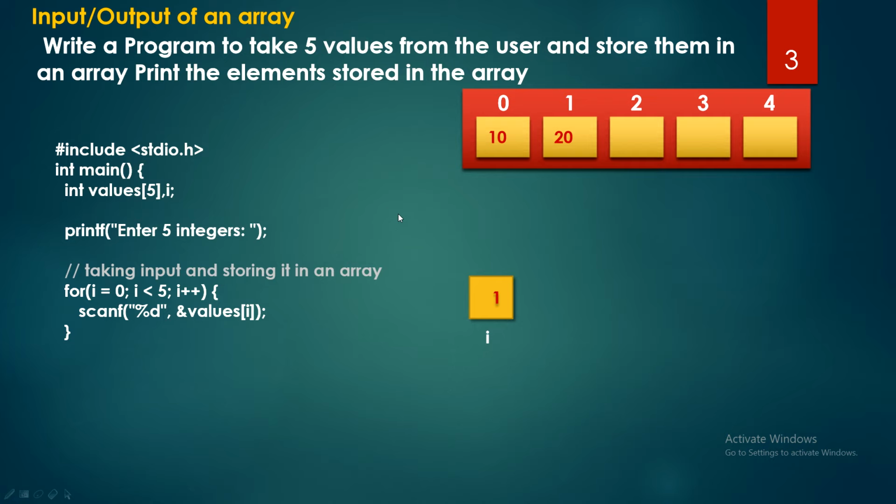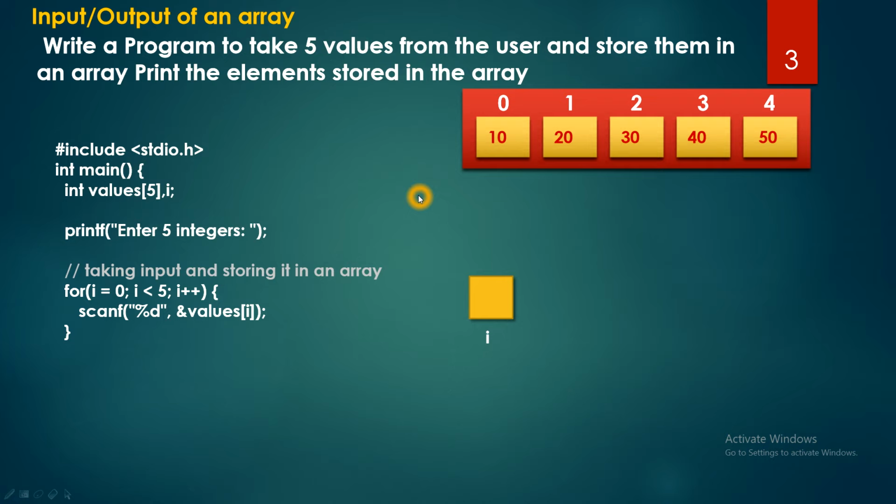Now increase i, it becomes 2, it is 30. Increase i, it becomes 3, it is 40. And increase i, it becomes 4, and the user gives, say, 50. So in this way the user gives values and they are stored in this array.